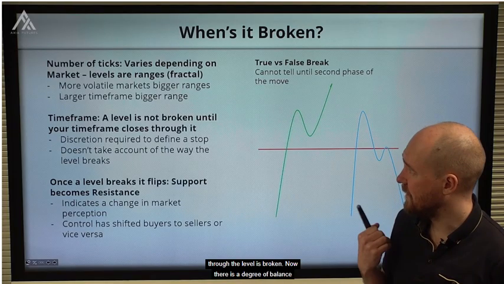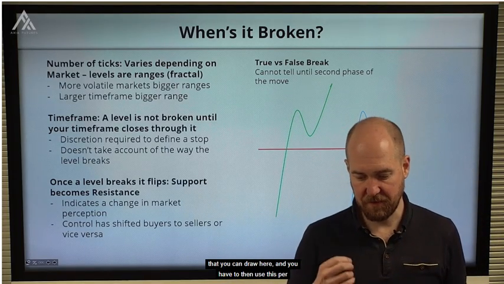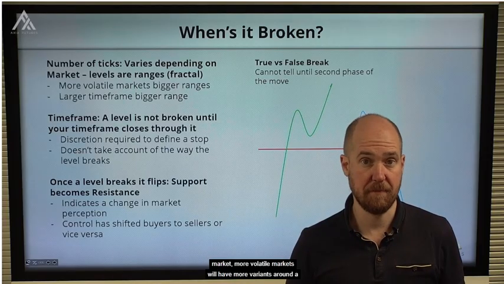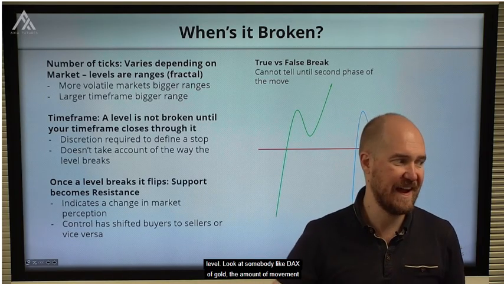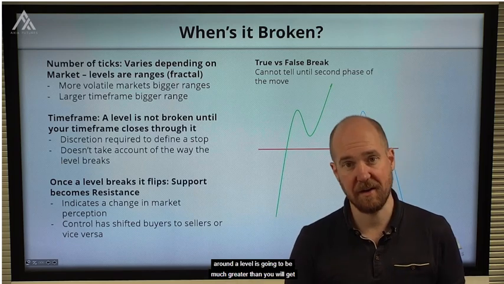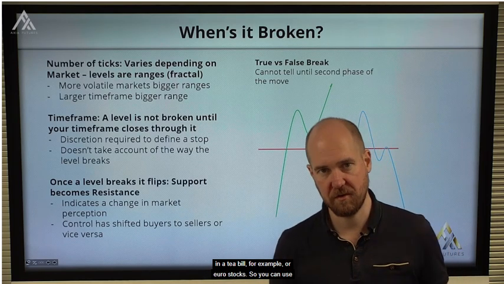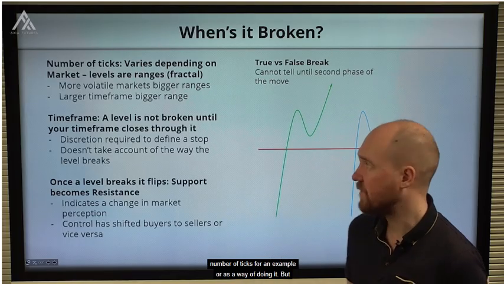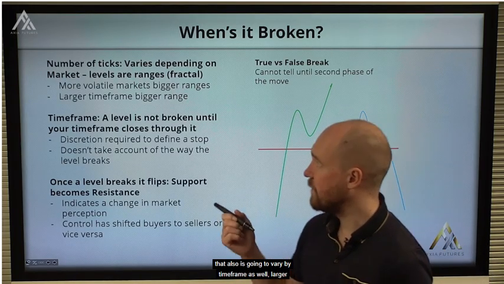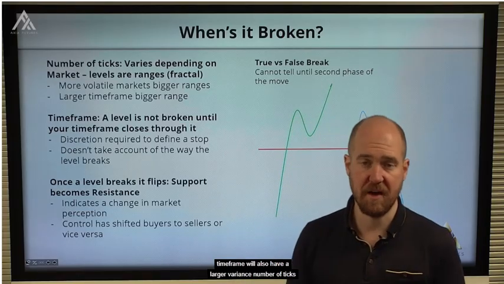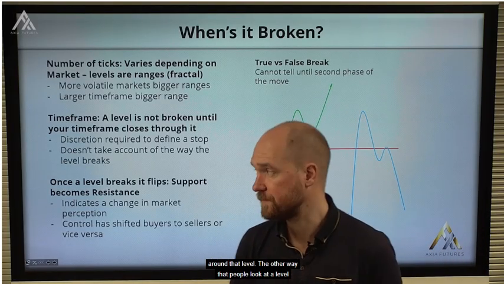Now, there is a degree of balance that you can draw here, and you have to then use this per market. More volatile markets will have more variance around a level. Look at something like DAX or gold, the amount of movement around a level is going to be much greater than you will get in a T-bill, for example, or Euro stocks. So you can use number of ticks as a way of doing it. But that also is going to vary by time frame as well. Larger time frames will also have a larger variance number of ticks around that level.